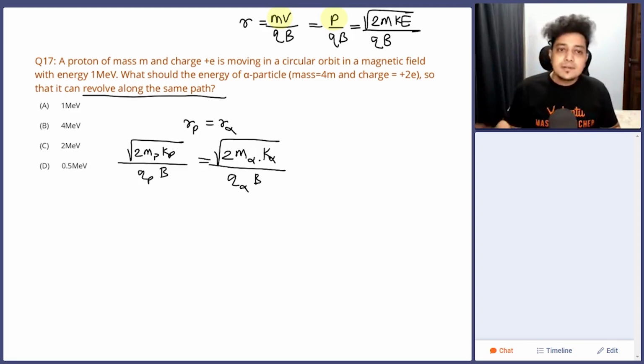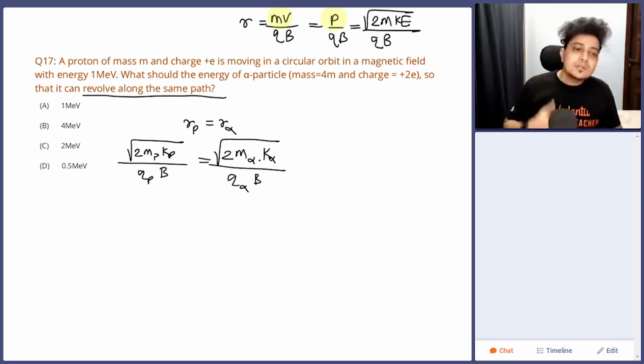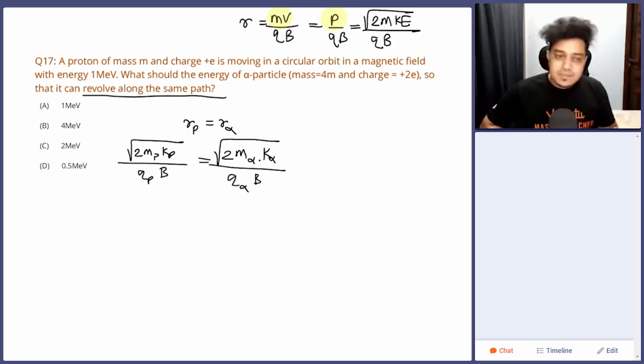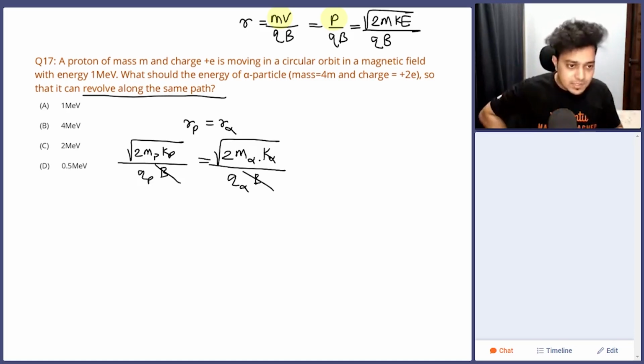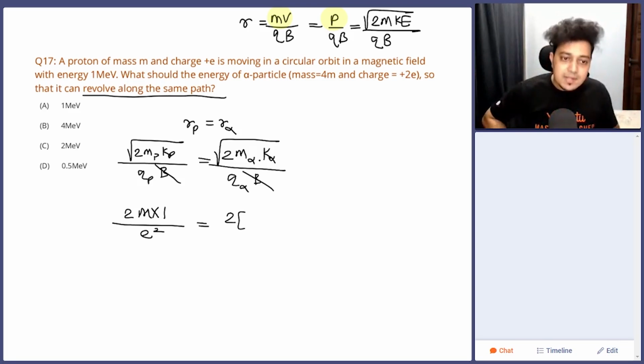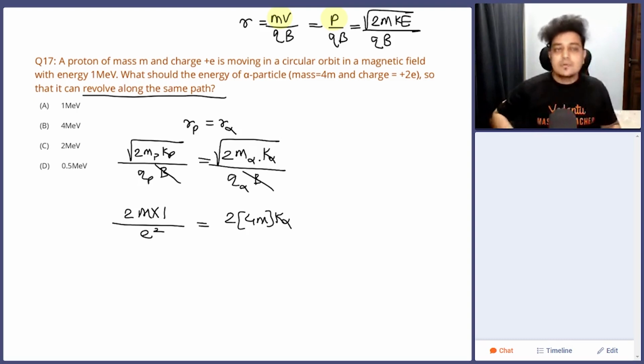So now we will equate the radius, as the question demands us to solve for the case where they revolve along the same path. Same path means their radius will be the same. So I'm equating the radius for both of them. B and B cancel, square on both sides. Then 2, mass of proton is just m, and kinetic energy of the proton is 1. Charge of proton is just e, but we have to square it. I'm doing the square as well as substituting values. So 2 into mass of alpha particle will be 4 times mass of proton, and kinetic energy of alpha particle is what we have to solve for.